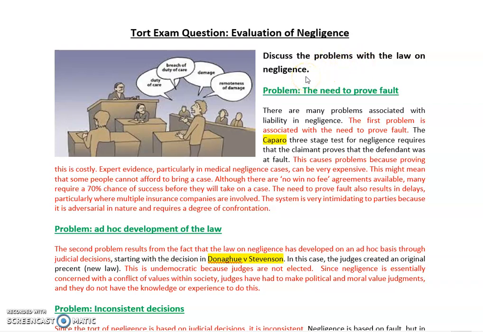So this particular question is not only asking you to outline, explain and describe the law on negligence, but it wants you to analyse and evaluate those rules. So you need to be doing two things, explaining what the law is, but also analysing and evaluating whether those principles and those concepts are logical, whether they're fair, whether they lead to any particular problems in the law.